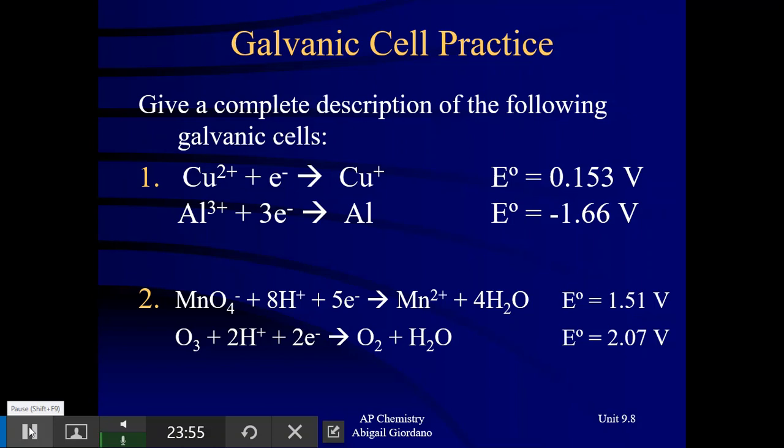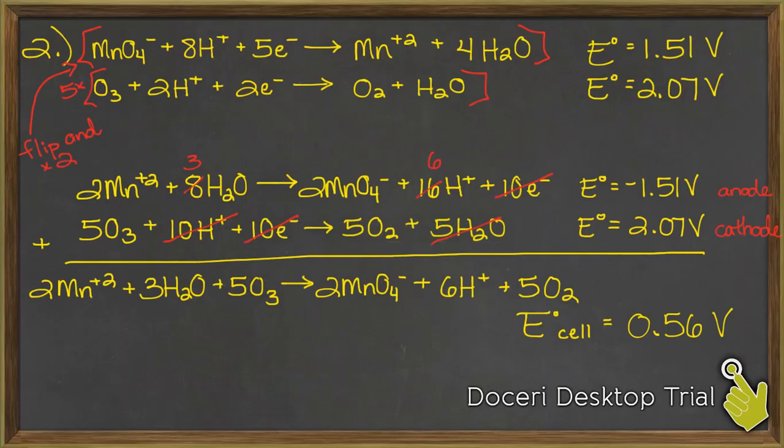And of course, guys, let me just bring this back up again. If this were a free response question and maybe there was a drawing and you were asked to draw an arrow indicating which direction electrons are flowing through the wire, remember, electrons always flow from anode to cathode. So if this were a drawing, I would draw the arrow leading from the manganese half reaction side over to the ozone side. And let me remind you of one other thing.